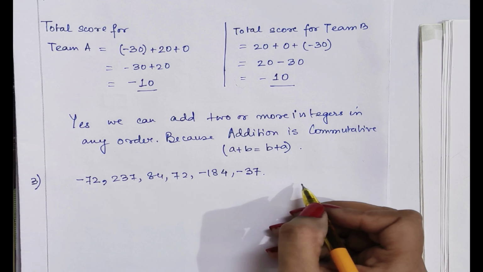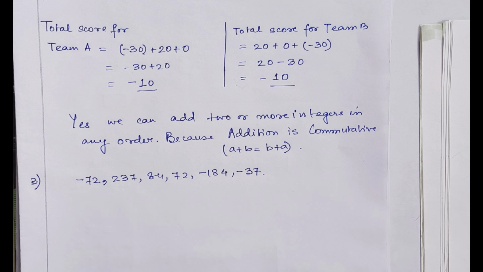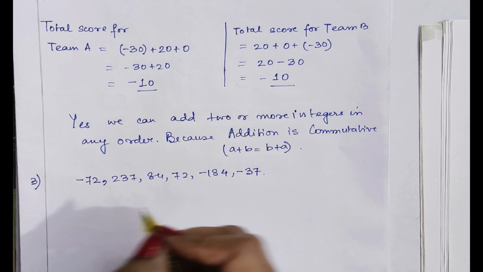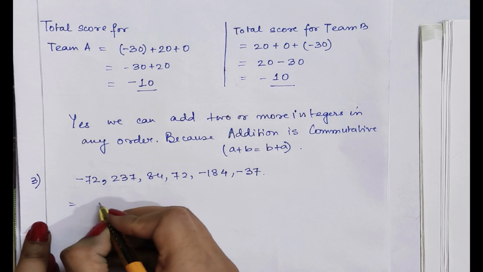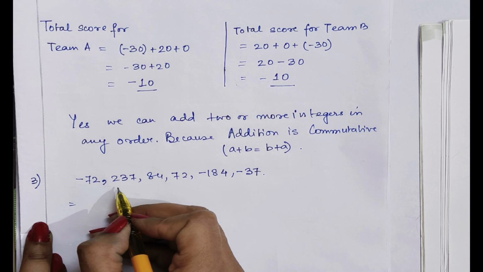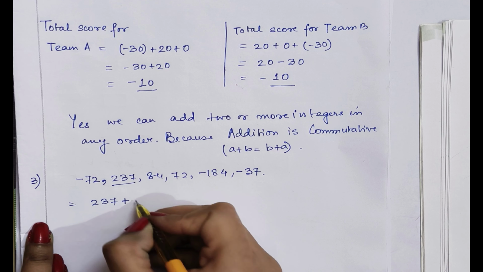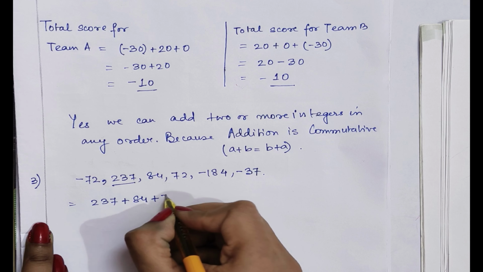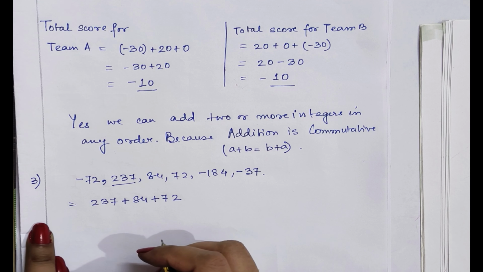So now here if you see, I need to find the sum of all the integers. So here I have to keep in mind the most important rule, which is similar signed integers will get added and different signed integers will get subtracted. So let us separate these integers first based on their signs. So this is a positive integer, 237. Again we have 84 as a positive integer followed by 72. So these three were the positive integers.